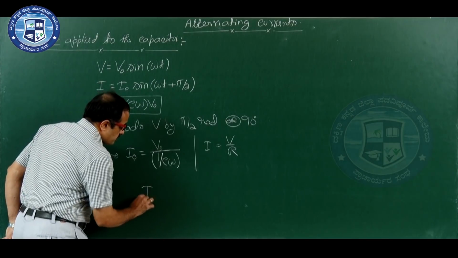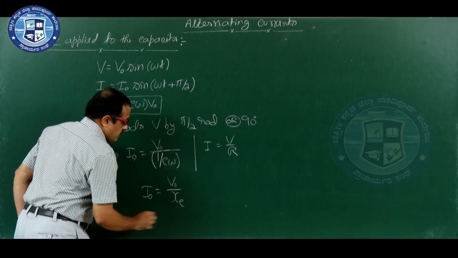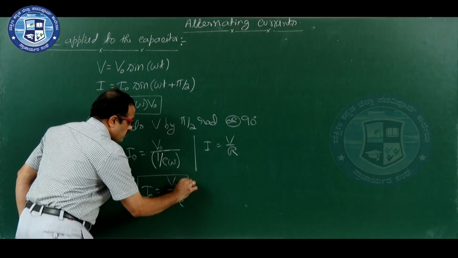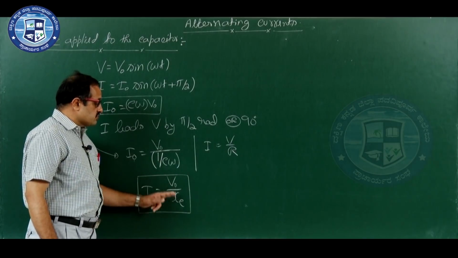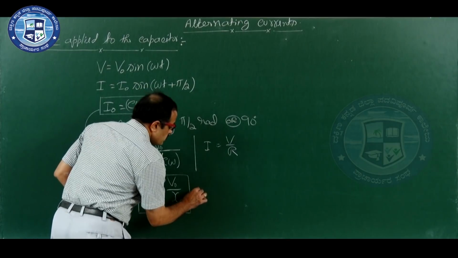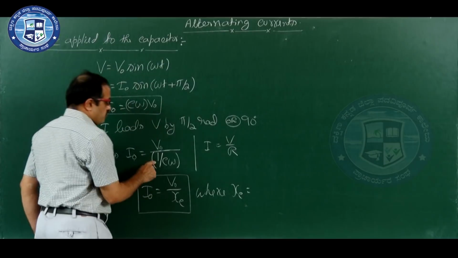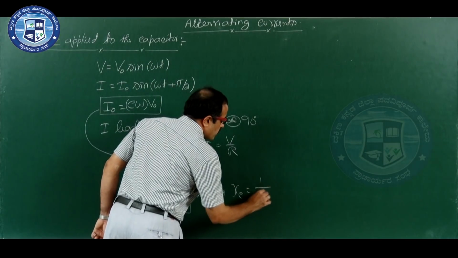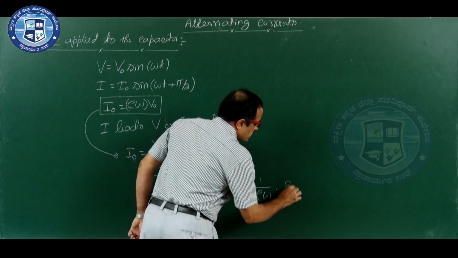Therefore, I naught is equal to V naught by XC, where XC is the capacitive reactance, and by comparison we can say XC is equal to 1 divided by C omega, known as capacitive reactance.